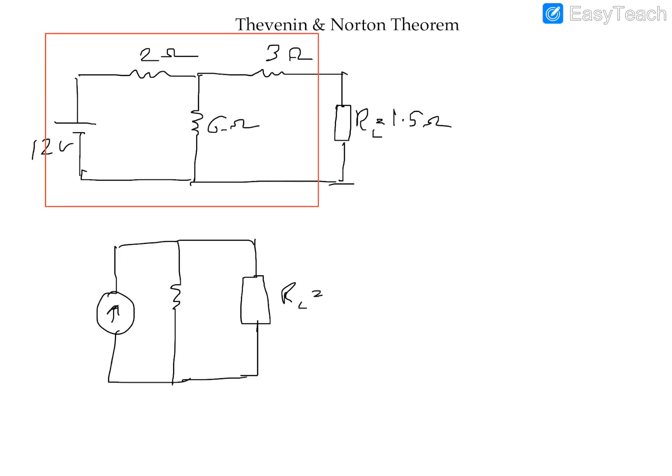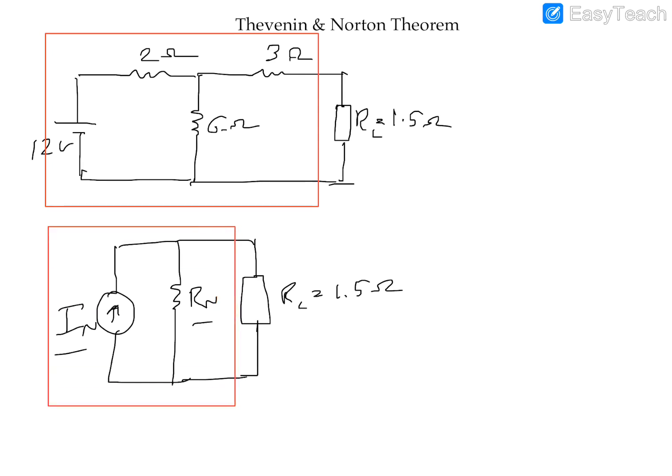So this is my load resistance, 1.5 ohms. It's going to be my Norton's resistance, Norton's current. Right? So in this problem, we've got to find what is our Norton's current and what is our Norton's resistance. Remember, we're just simplifying what is in the red box. So whatever is in the red box is equivalent.